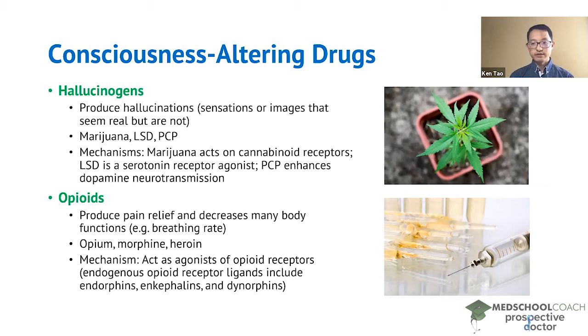And one thing to know about the opioid receptors is that their endogenous ligands include endorphins, enkephalins, and dynorphins. These endogenous ligands you do want to be familiar with because this is something that the MCAT will test. So you want to know, for instance, the endogenous version of these opioids are like endorphins. So these endogenous ligands do have some pain relief effects, but just not as strong as these opioid drugs. Okay, so those are our different consciousness-altering drugs.